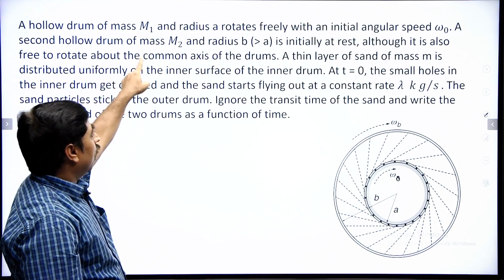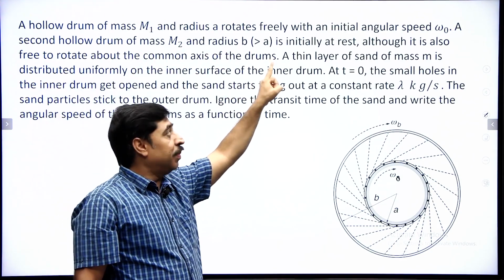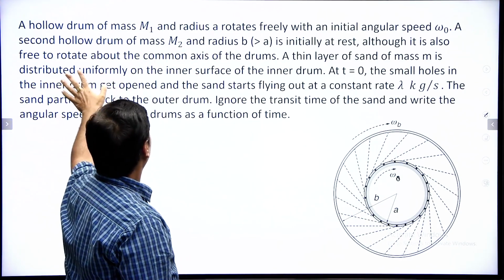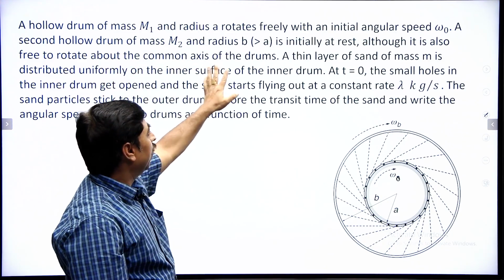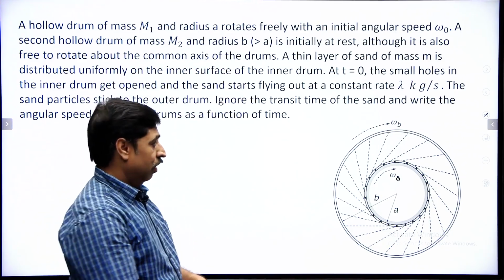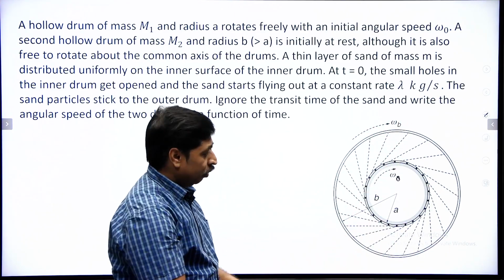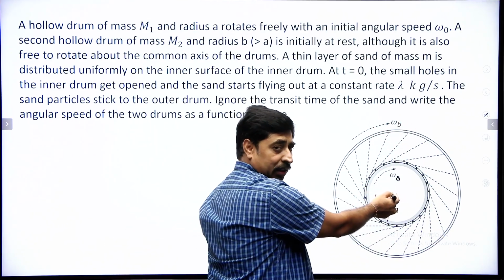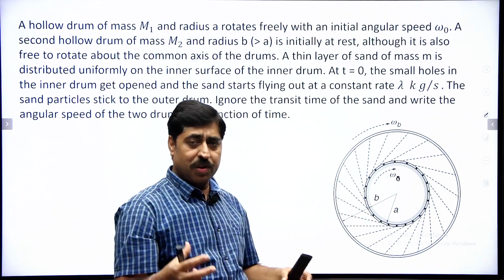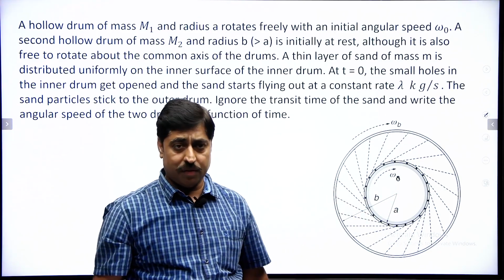A second hollow drum of mass m2 and radius b is initially at rest, although it is also free to rotate about the common axis of the drums. This is the second drum, also a hollow cylinder. It is free to rotate about the same common axis. Both the drums can rotate about one common central axis.